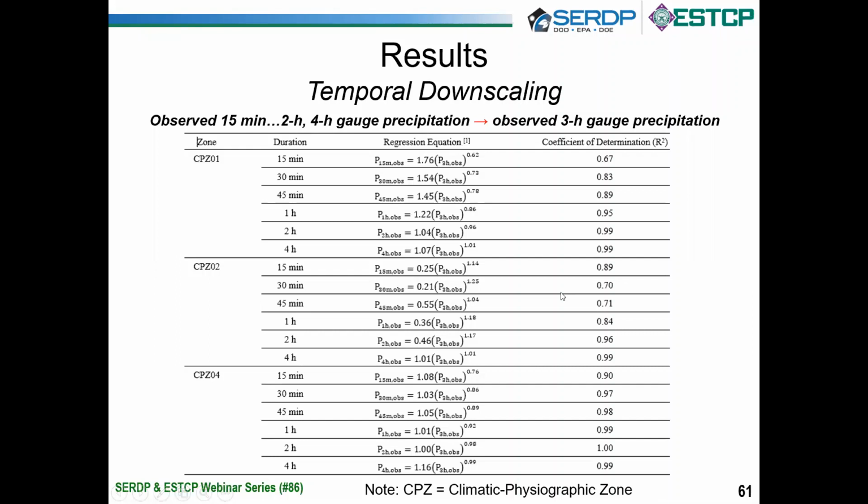And this one is for temporal downscaling. We established the relationship between 3-hour precipitation versus 15 minutes, 30 minutes, and 45 minutes for each zone. That's for each climatic physiographic zone. You can see this is not poor, it's a very good correlation.